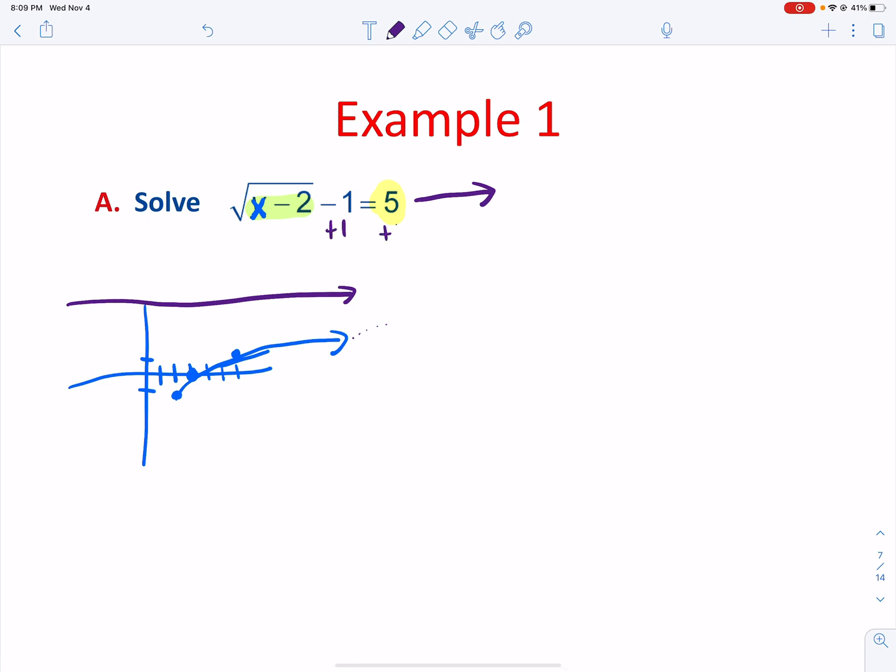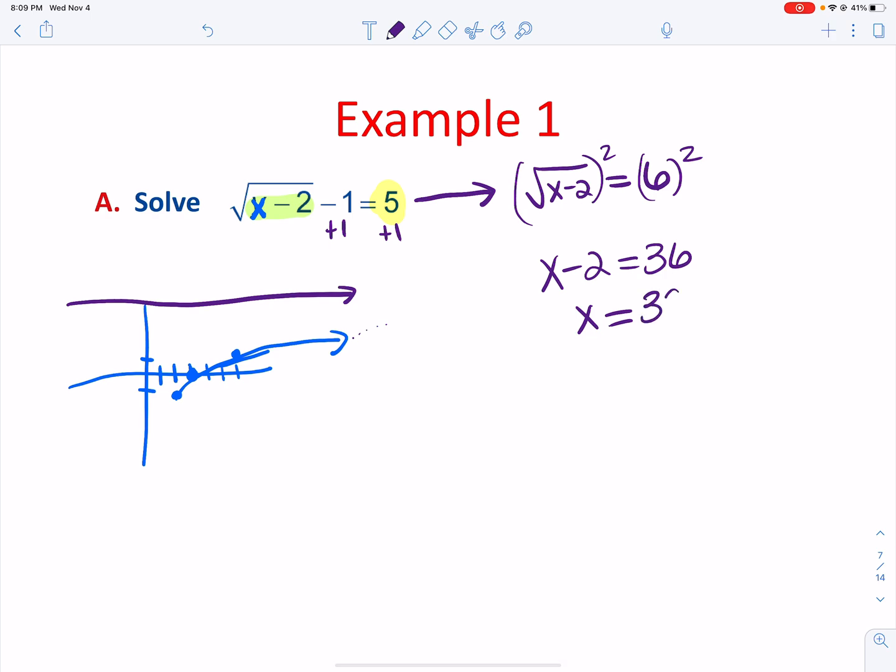I would add 1 to both sides. So that's going to be the square root of x minus 2 equals 6. So then what's the opposite operation of square rooting? You would square. So you would get x minus 2 equals 36. And then I would add the 2. So my answer is 38. And so if I could stretch this graph over to 38, that's where these guys would hit. Okay, so you're not always going to be able to graph it, because they could be more complicated.